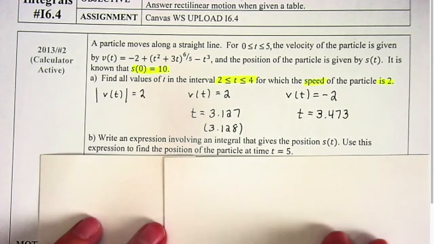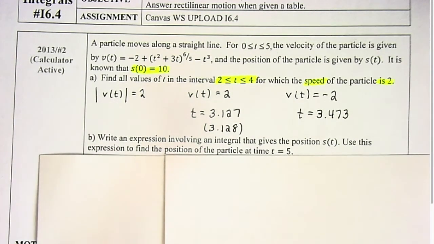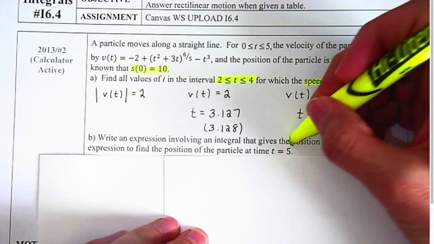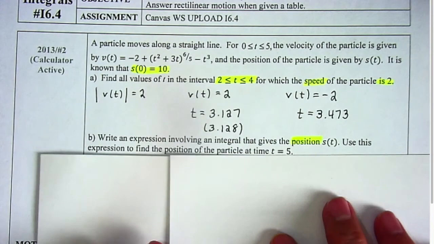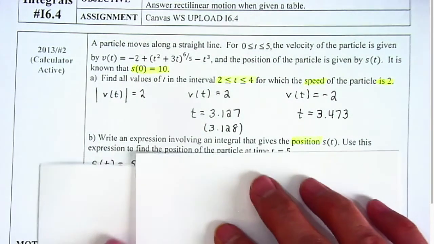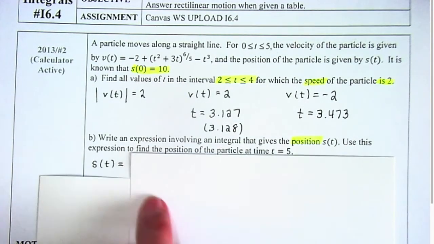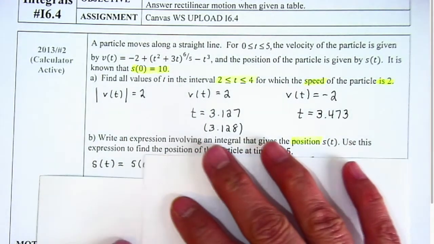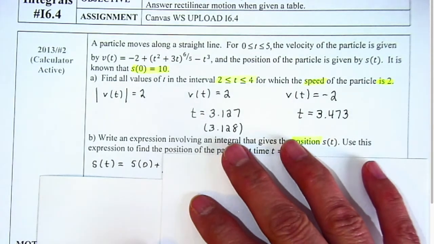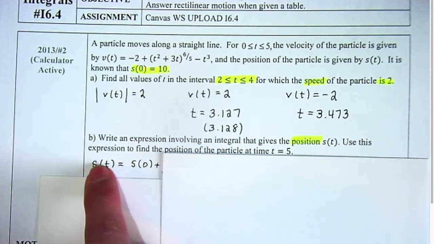On the next part, it says to write an expression involving an integral that gives position. So that is my keyword, position. I'm going to use that position formula. So I'm going to pause and just answer this part of the question right now. So I know to find position, I start with a known position. It's going to require me to come up here, and what I know is that s of 0 is 10, so I'm going to use s of 0 plus. What comes next is the integral with these as my limits from 0 to t.